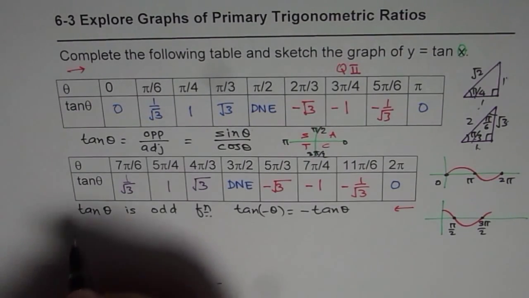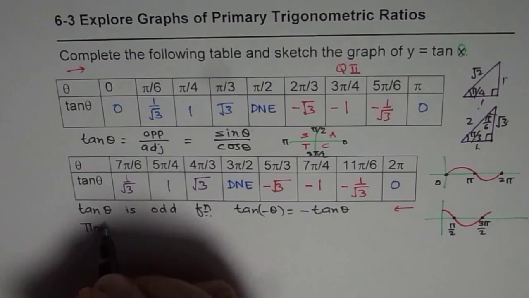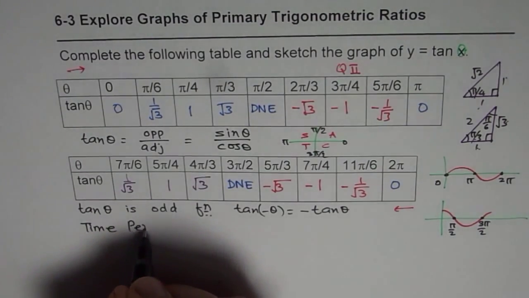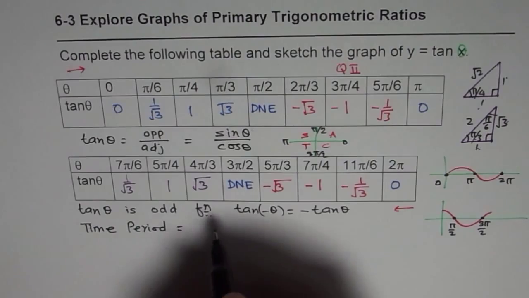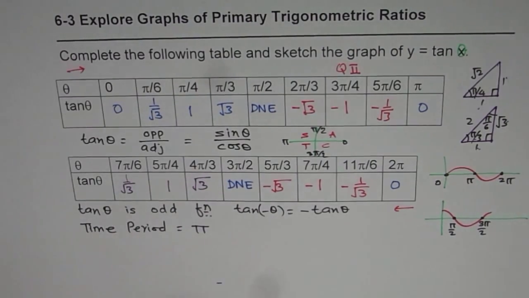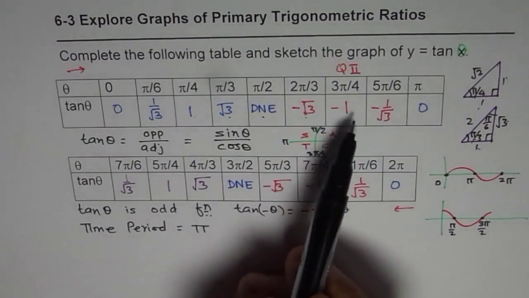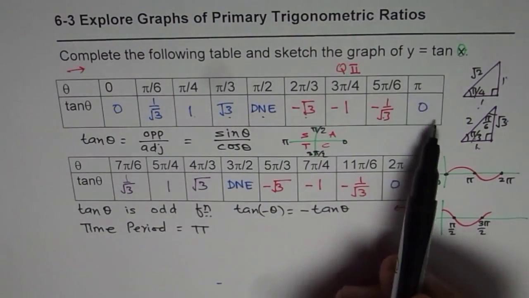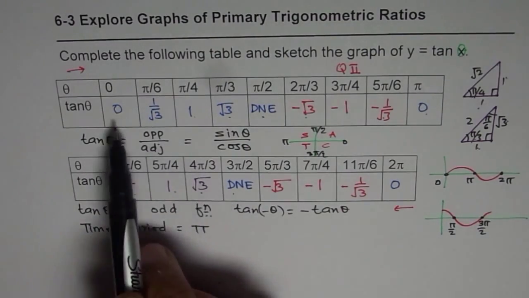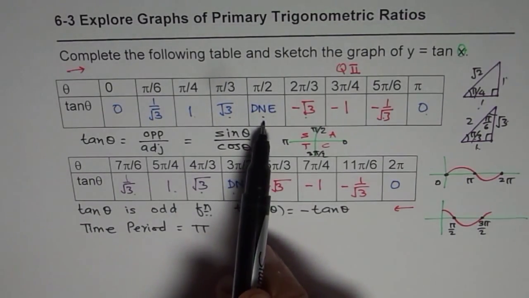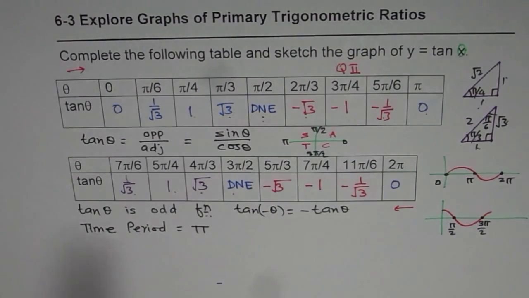Second, what we note is, what is the time period for tan? It is not 2 pi. The time period for the tan function, when does it repeat? It is actually pi. See how. If you see 0, after pi again 0, same values. Do you see? So the values repeat after pi, and therefore the time period for the tan function is pi. So these are very critical values for you to understand. And now we'll get to the other characteristics of tan after sketching it.